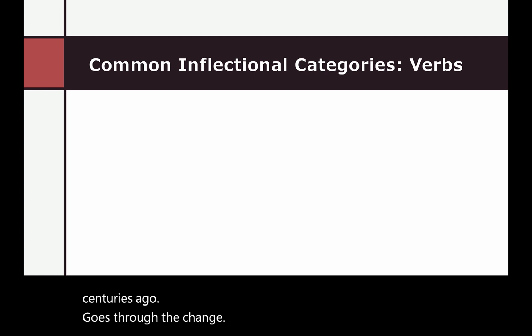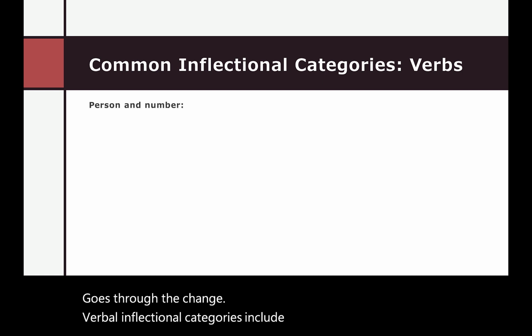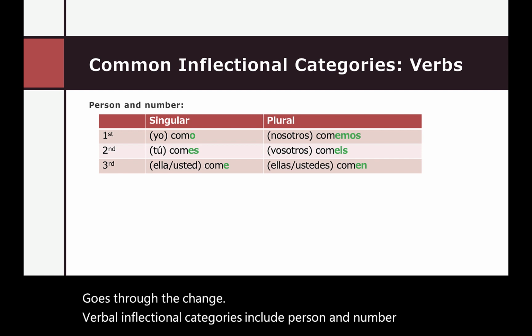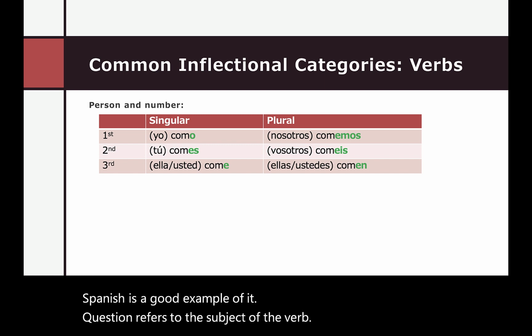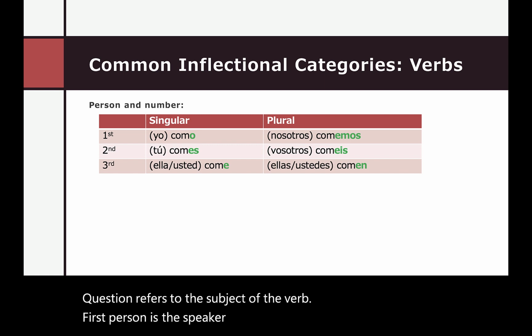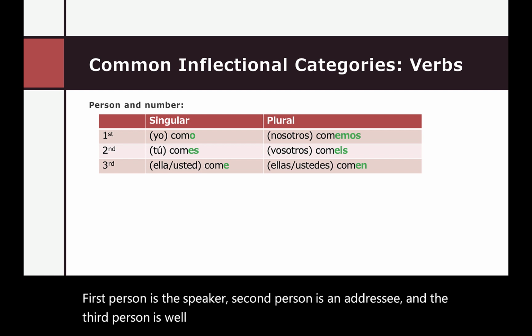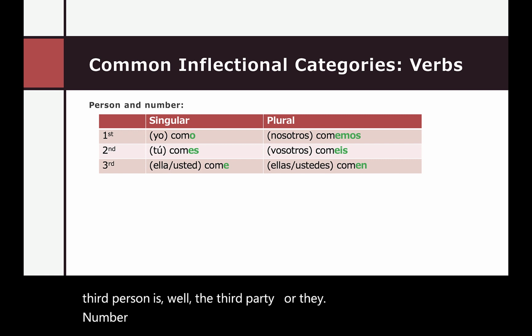Verbal inflectional categories include person and number inflection. Spanish is a good example of it. Person refers to the subject of the verb. First person is the speaker, second person is an addressee, and the third person is, well, a third party: he, she, it, or they. Number refers to whether the subject of the verb is one or many.